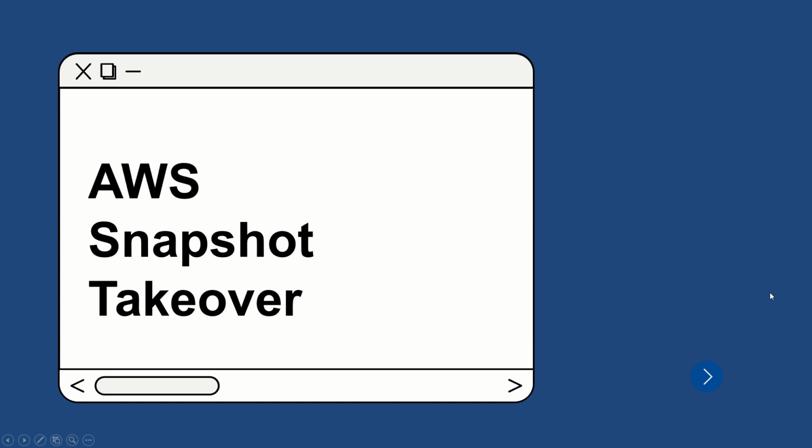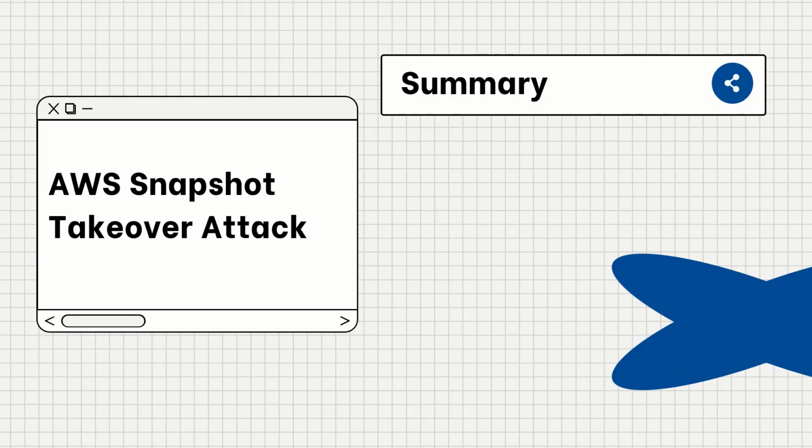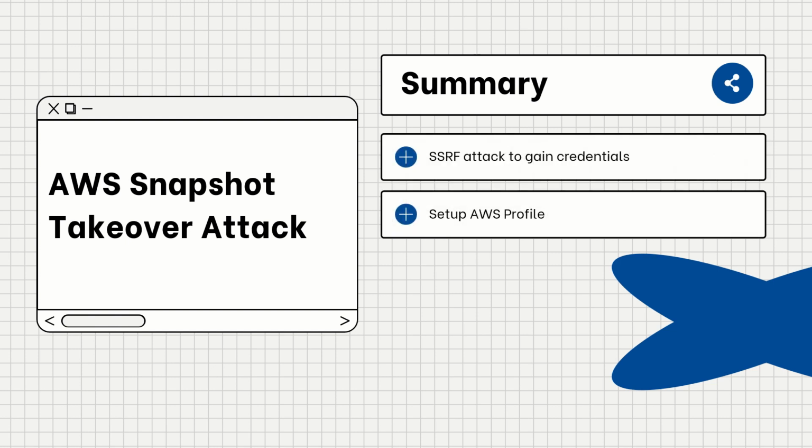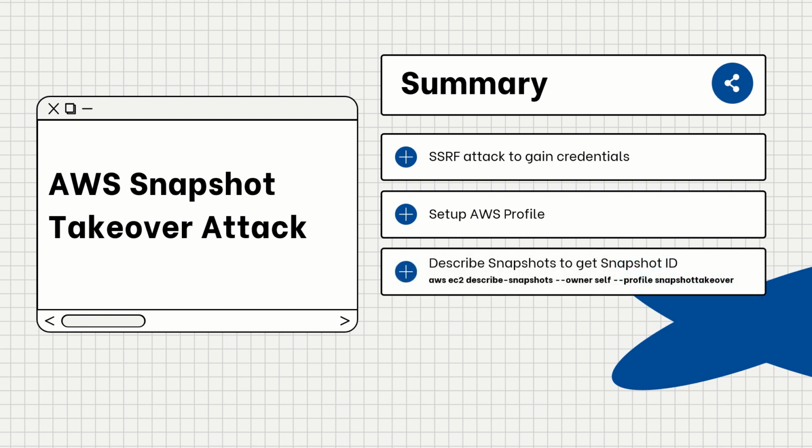So, a summary of the video, or the steps that we have performed to gain the access. First, the attack is an SSRF attack to get the credentials. Then we set up the profile. Then we gave the command aws describe-snapshots with the parameter owner-ids self and the profile snapshot takeover that we created. This command returns the snapshot details related to the configured profile.